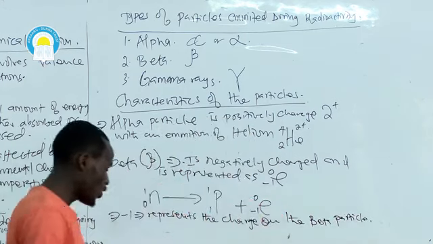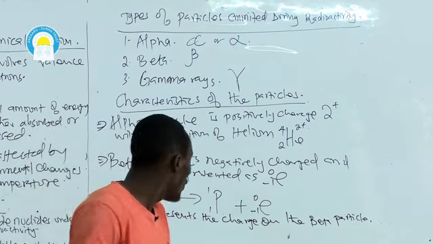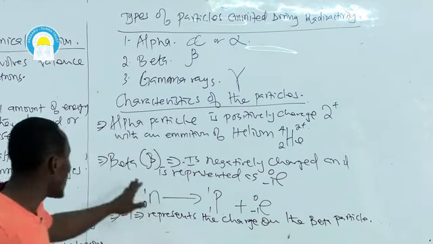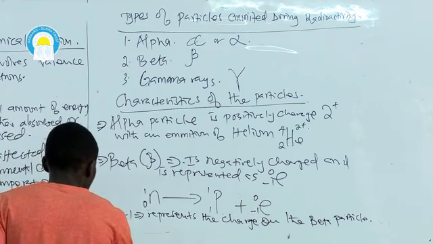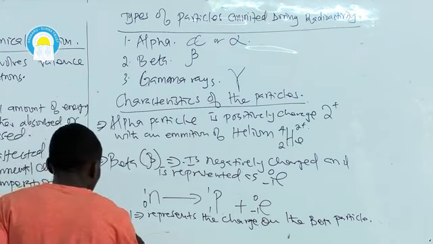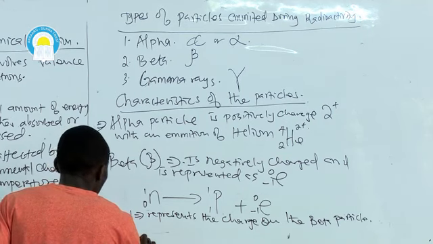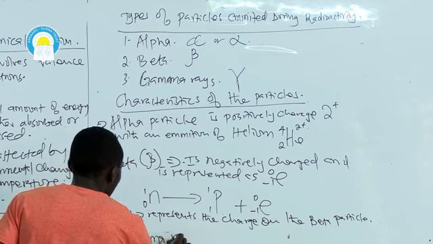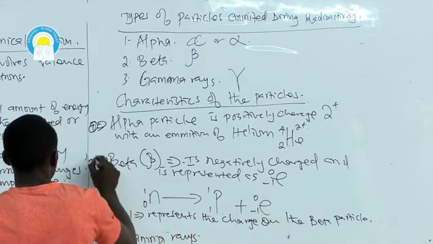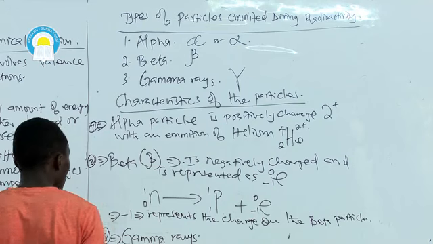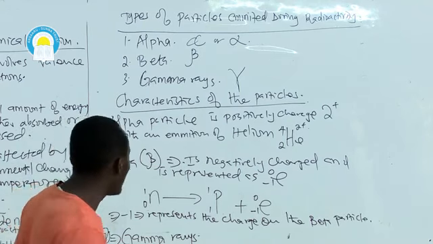It represents the charge on the beta particle. So this is what we're going to have as a beta particle. Then we have the gamma rays, not alpha. We have the gamma rays. This is 1, this is 2, and this is 3. The gamma rays have no charge.